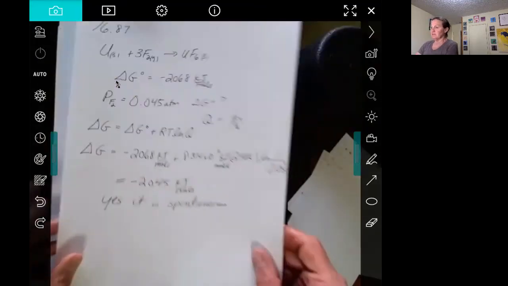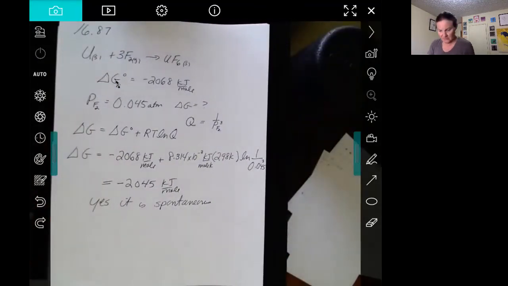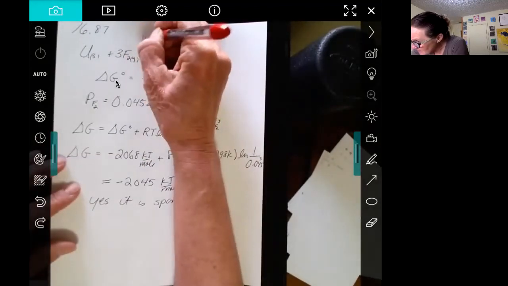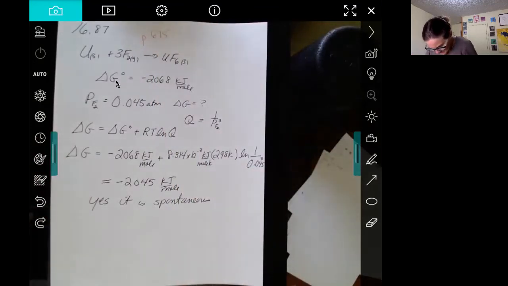Okay, 2 more problems. 87 on page 675. And it is giving us this reaction.